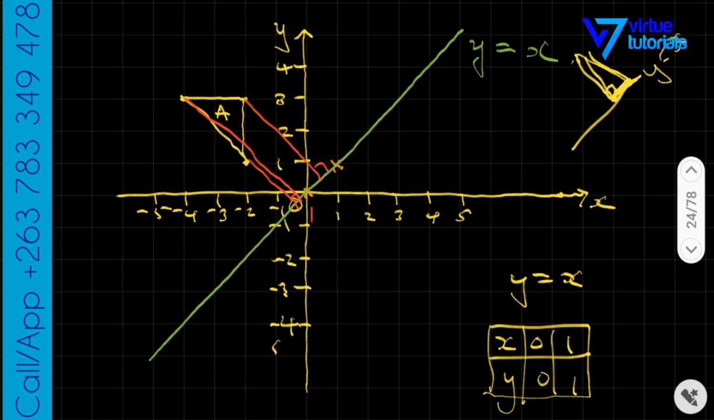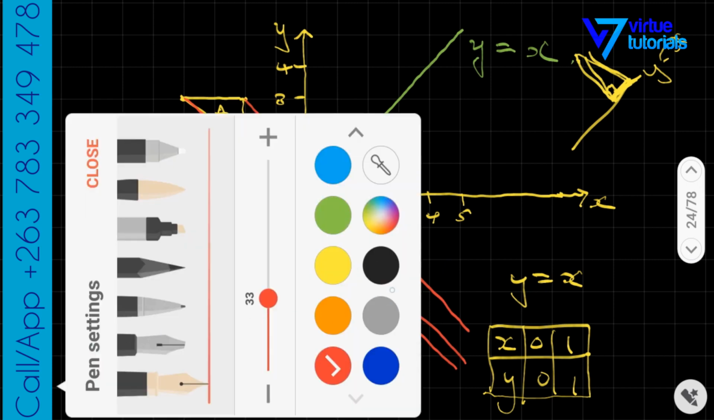And then what you do, you extend these lines to the other side, straight as ever. And then you use your compass to measure these distances.